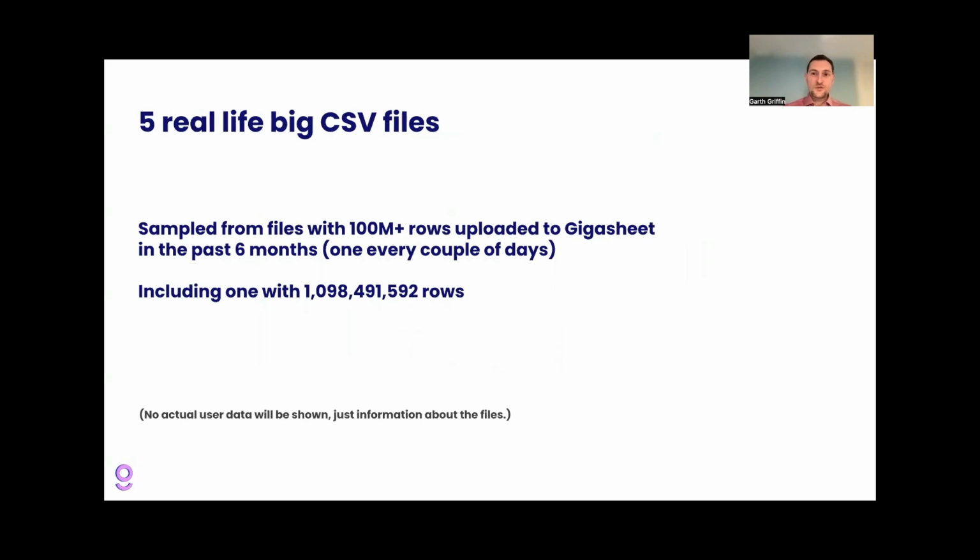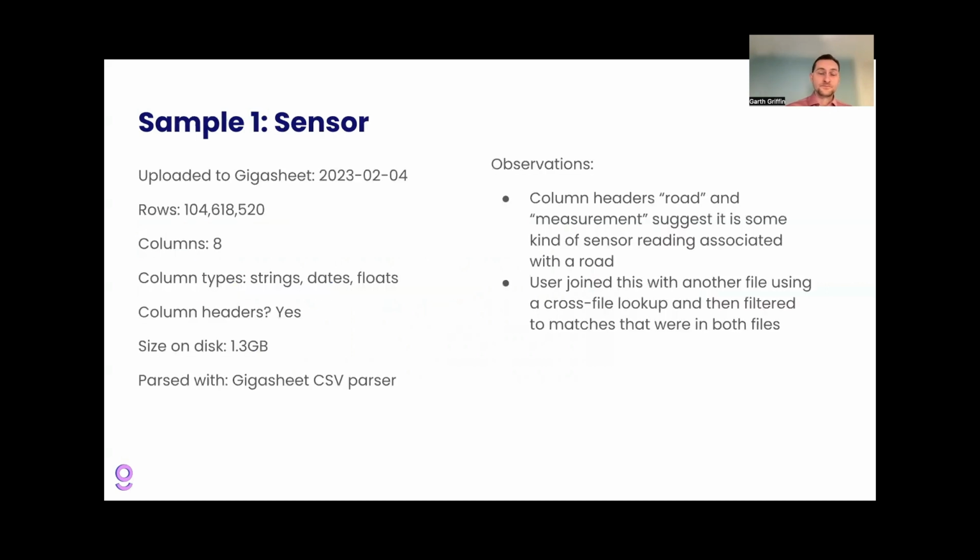So now that we've seen the overview, let's check out a few examples. I'm going to share some examples that were sampled from files with 100 million or more rows uploaded to Gigasheet in the past 6 months. And we get a file of this size every few days. So again, not the majority of our files, but we do get them regularly. And we'll look at one with a billion rows. I'm not going to show the actual data. That's private user data. I'm going to talk about the metadata, like the file name, column names, things we can see without looking at the actual user rows.